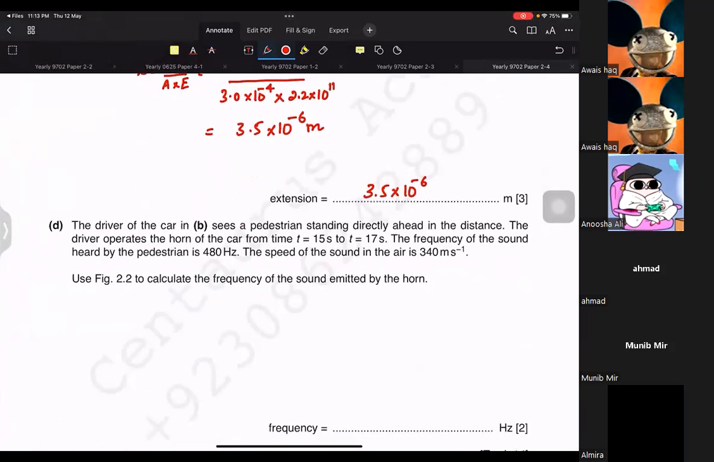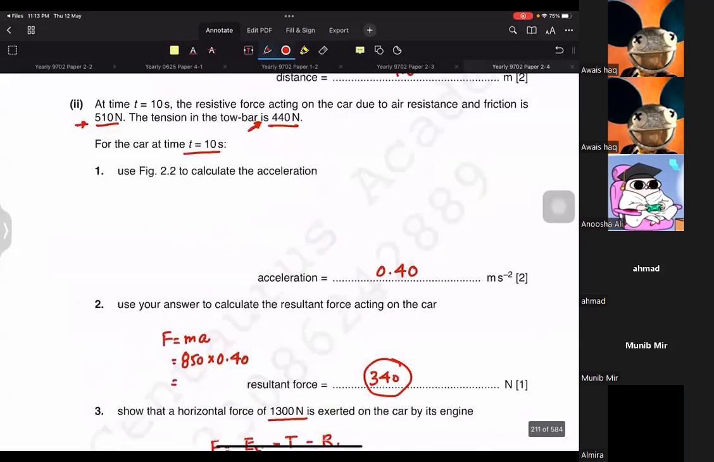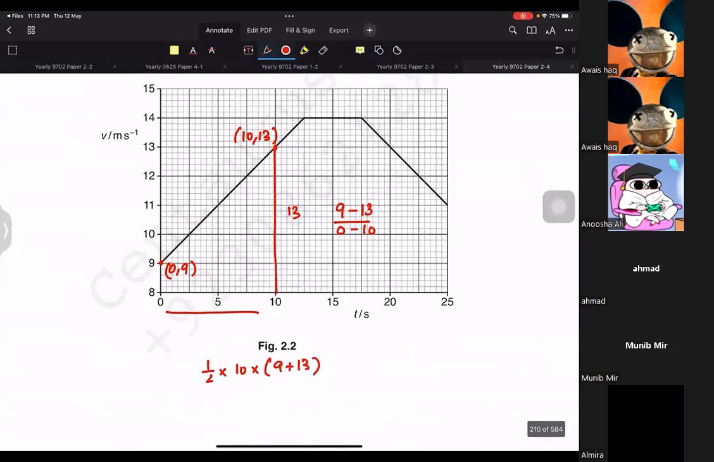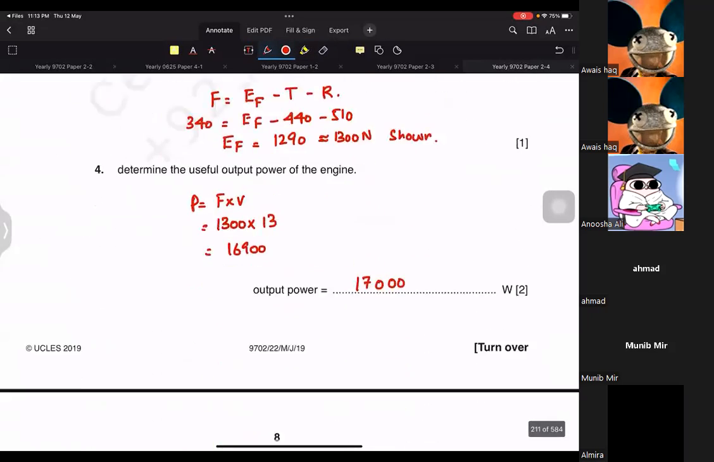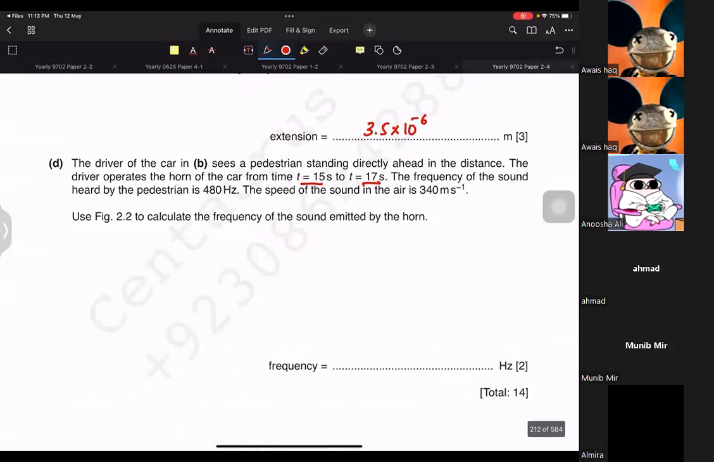Then it says the driver of the car sees a pedestrian standing directly ahead in the distance. The driver operates the horn from 15 to 17. First of all, we're going to check what is 15 to 17. 15 is here. This should be 17.5, somewhere here. So it doesn't really matter. At that time, the velocity is constant. That's great. So we have 14 velocity of the car.